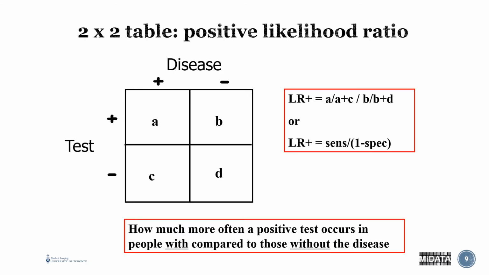Here's a slide that shows you the contingency table and how to calculate your positive likelihood ratio very quickly. We're looking at how much more often a positive test occurs in people with compared to those without the disease. As we just stated, the positive likelihood ratio is sensitivity divided by the false positive rate, or 1 minus specificity. Sensitivity, of course, is A over A plus C, and 1 minus specificity will be B over B plus D.